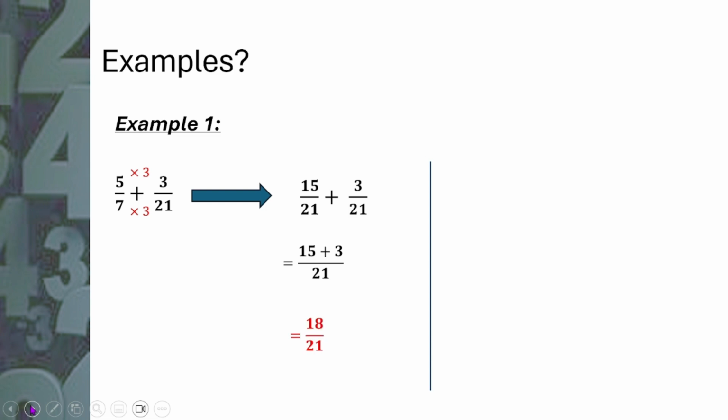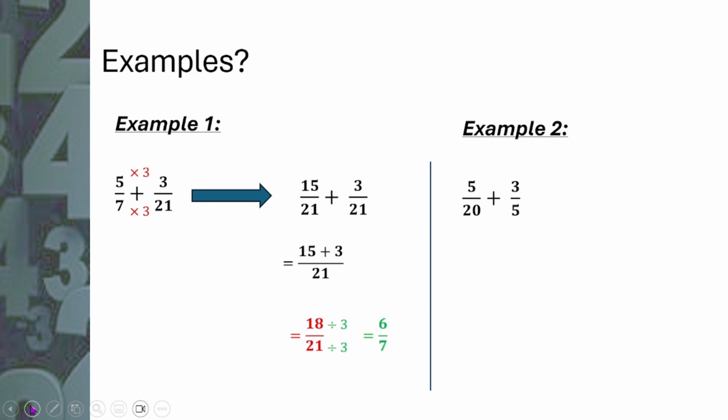Now 18 and 21 will simplify. They're both in the 3 times table. 3 times 6 and 3 times 7. So we can simplify if we divide by 3. So this will give me 6 over 7 as my final answer in its simplest form.